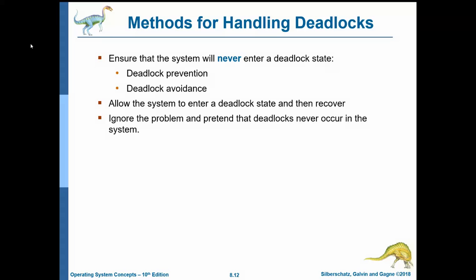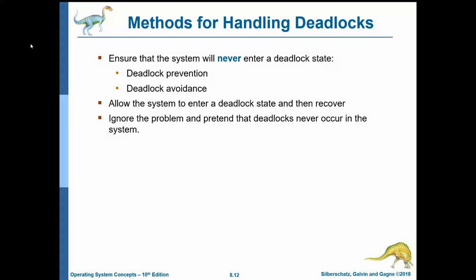So generally speaking, we can deal with the deadlock problem in one of three ways. First, we can use a protocol to prevent or avoid the deadlocks. It depends on the operating system. Sama ada dia akan avoid the deadlocks ataupun prevent the deadlocks. Okay, to ensure that the system will never enter a deadlock state. Second, we can allow the system to enter the deadlock state, detect it and recover it.